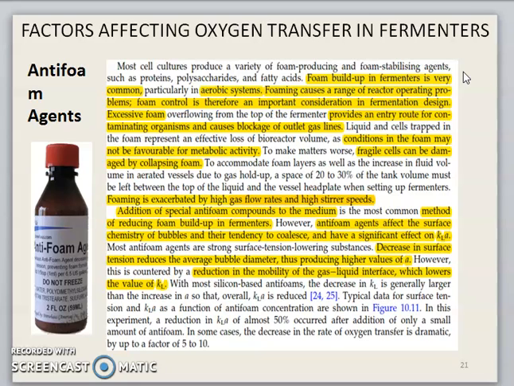We can also use an antifoam agent. Most cultures will produce a variety of foaming during the fermentation. This foam build-up in the fermenter is very common, especially in aerobic systems, because we have aeration through the sparger. Foaming causes a range of reactor operating problems, so foam control is important in order to have a better mass transfer rate inside the fermenter.